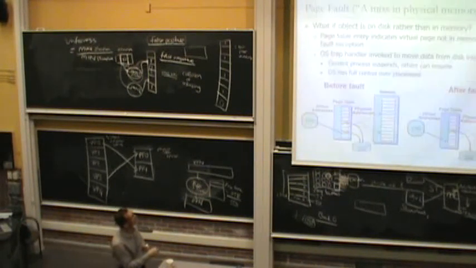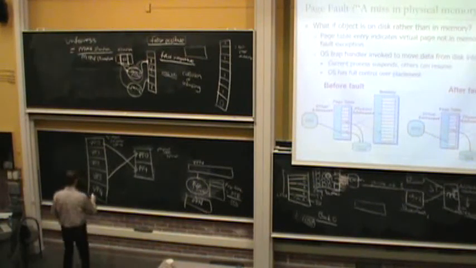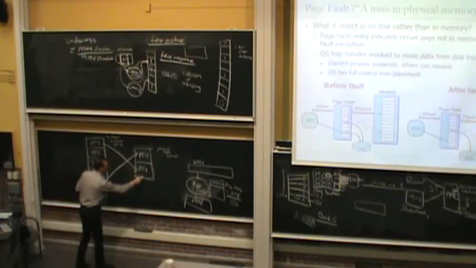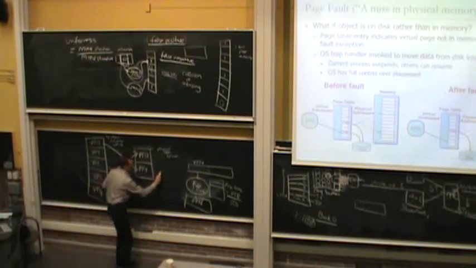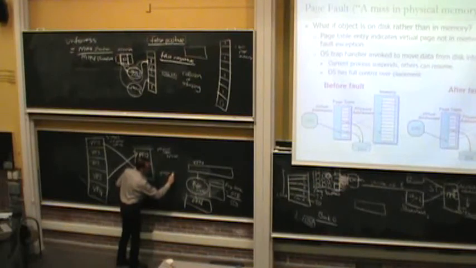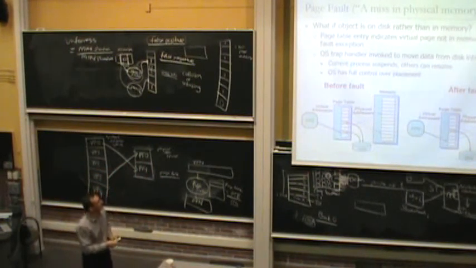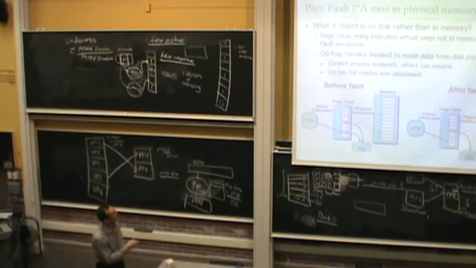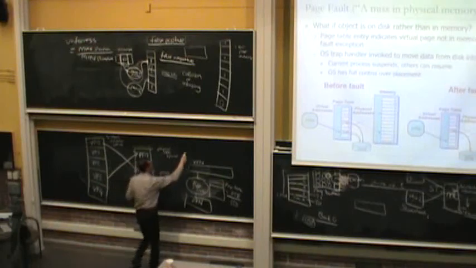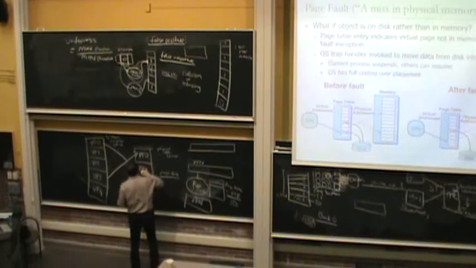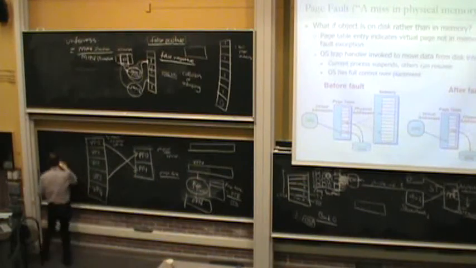Let's cover the case where the object is not in memory. So if this page is not in physical memory, you get a page fault. Once you get the page fault, the page table entry indicates the virtual page is not in memory. So how do you figure that out? For each page table entry, we should look at what is in a page table entry. Actually, let me draw the page table here.